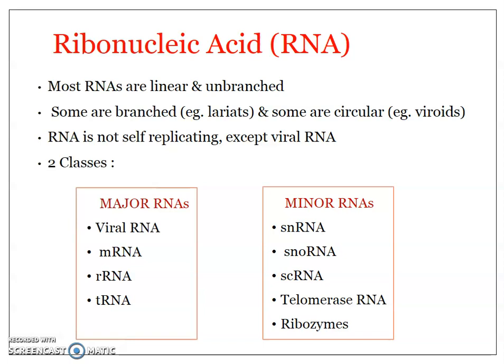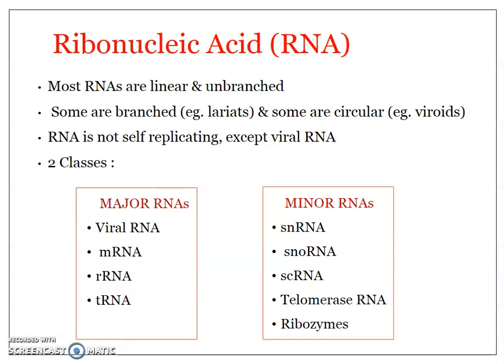And since viral RNA has a very important genetic role, being the main hereditary material in the case of viruses, it is known as genomic RNA, while the rest of the different types of RNAs are referred to as non-genomic RNAs. Now that is one unique nature of viral RNA. All others are non-genomic in nature.